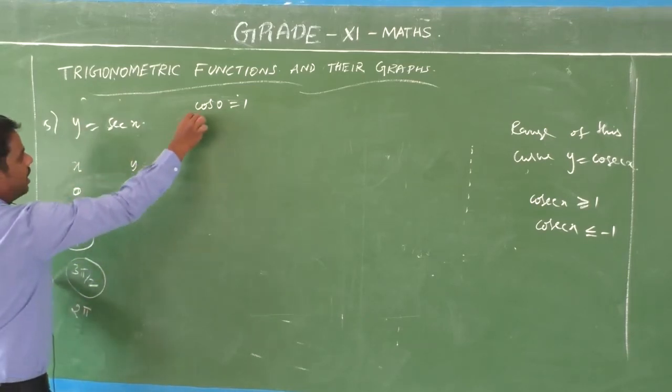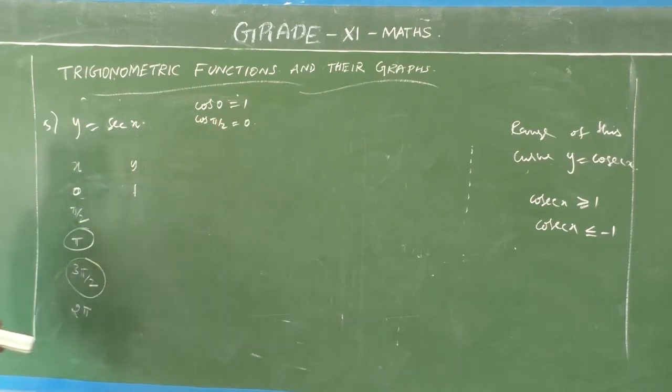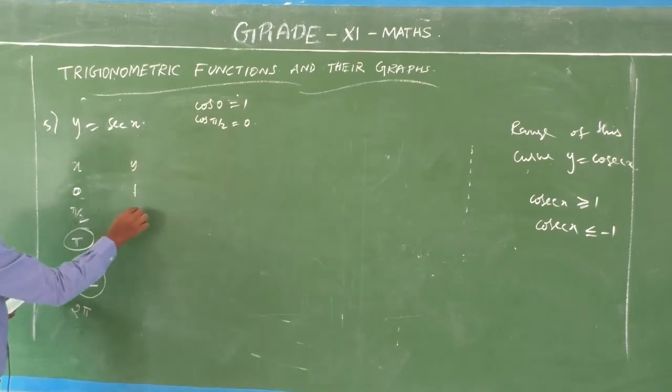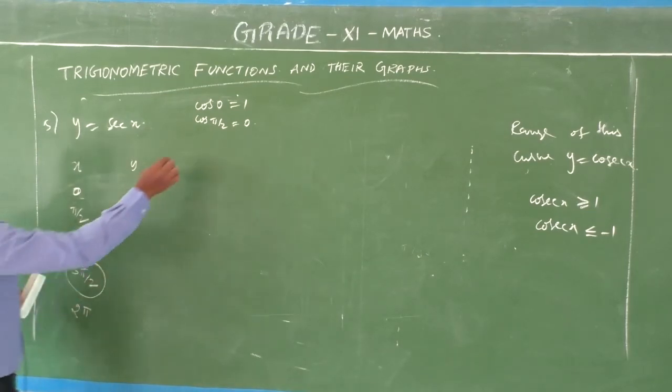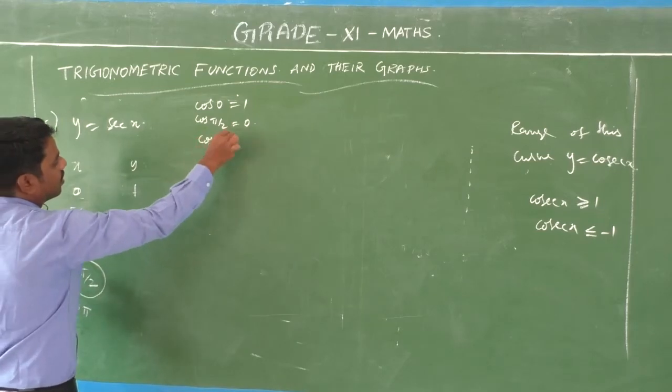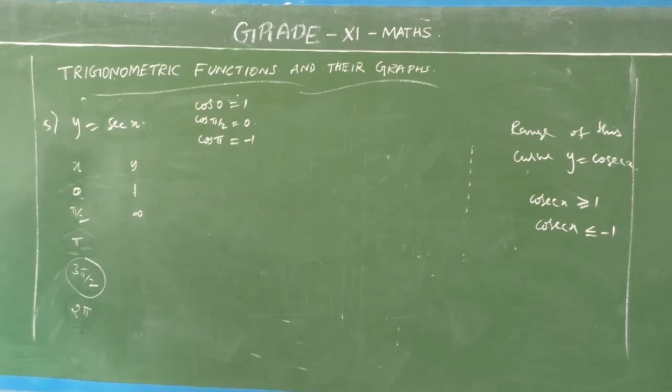Cos pi by 2 is 0. Then secant pi by 2, the reciprocal of 0, is infinite, that is not defined. Next, x equal to pi. Cos pi is minus 1. Then secant pi is the reciprocal of minus 1, which is minus 1.